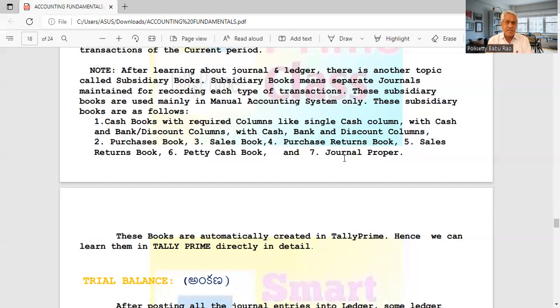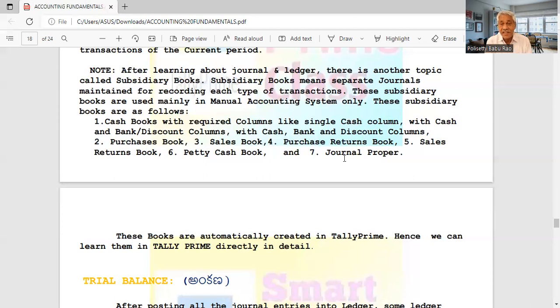Similarly, when you withdraw money from the bank, cash is coming in, so the cash account is to be debited. So in the cash column, we write on the debit side to bank account. In the bank column, we write on the credit side by cash account. So we are writing both debit and credit in the same book, but in different columns.